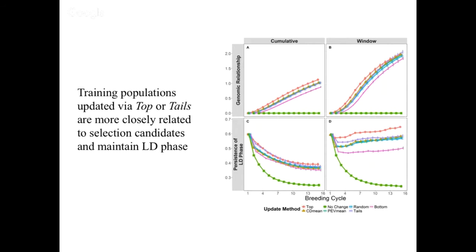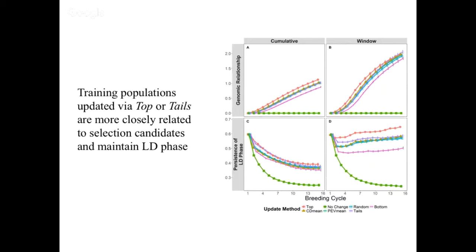To dissect further what was going on in the simulation, we looked at 2 other parameters: the genomic relationship between the training population and the selection candidates, measured using a kinship matrix, and then the persistence of LD phase, which is essentially the persistence of patterns of LD between markers and QTL between the training population and the selection candidates.